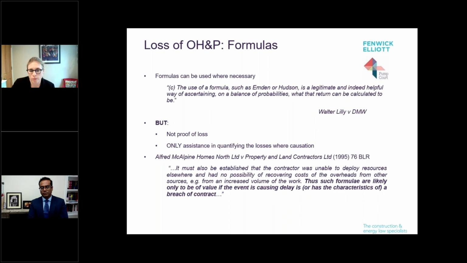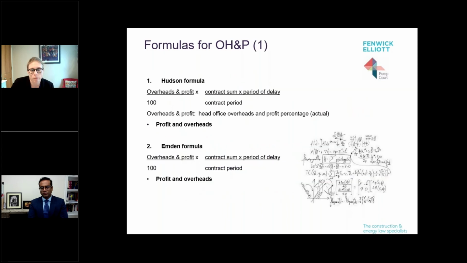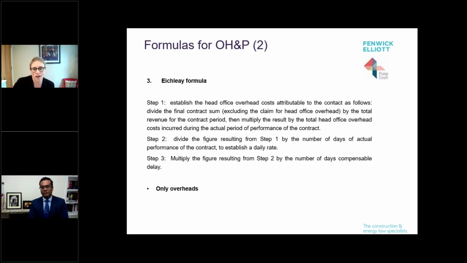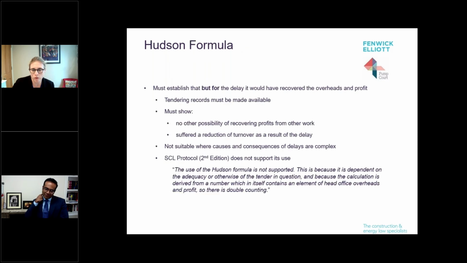So the Alfred McAlpine case, again, a good quote on that topic there. And I'm not proposing to explain these formulas to you. That is firmly QS territory, but I thought I'd put it there in case it's helpful. Key points to note: Hudson and Emden cover profits and overheads. The Eichleay formula is only overheads, and it's also an American formula that's typically used in America.